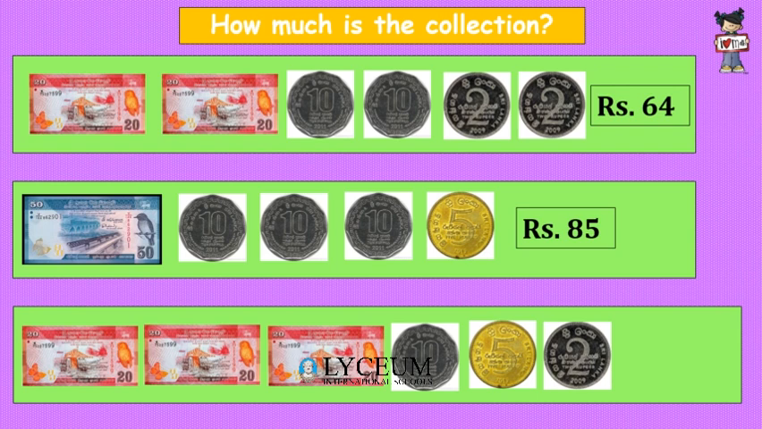Okay. Now there's a lot of notes and coins, isn't it? Is it difficult? No, it's not difficult at all, right? Let's start. We have three 20 rupee coins, a 20 rupee note, a 10 rupee coin, a 5 rupee coin, and a 2 rupee coin. Okay? Let's start adding the notes first.